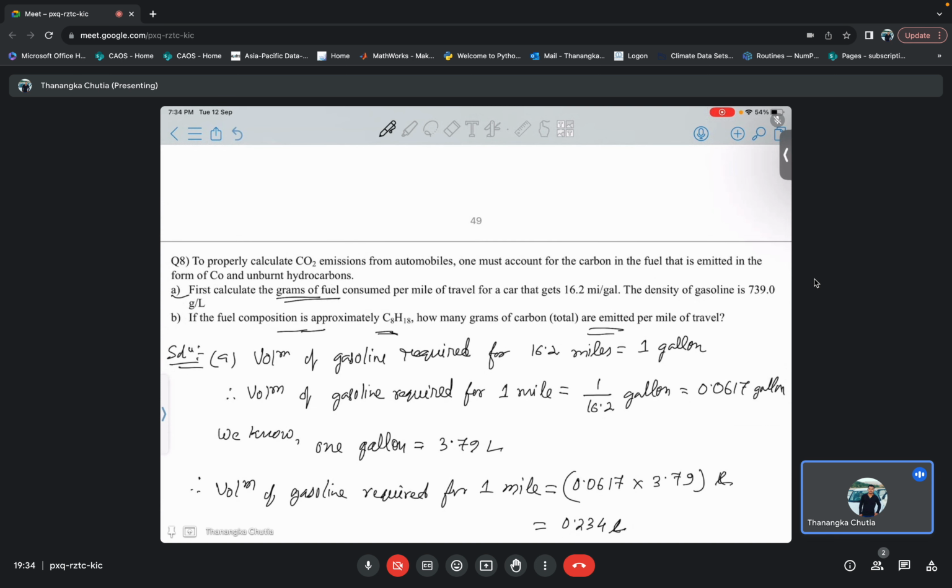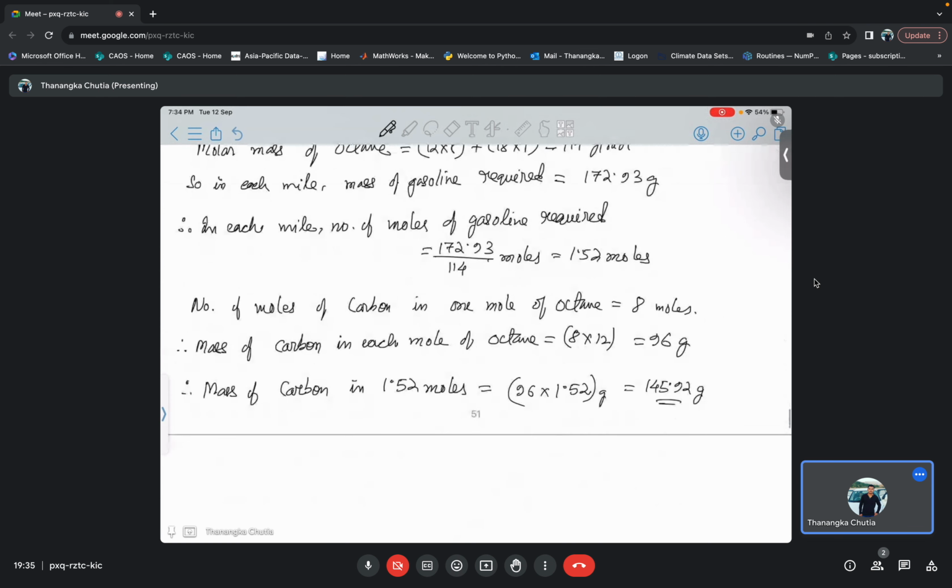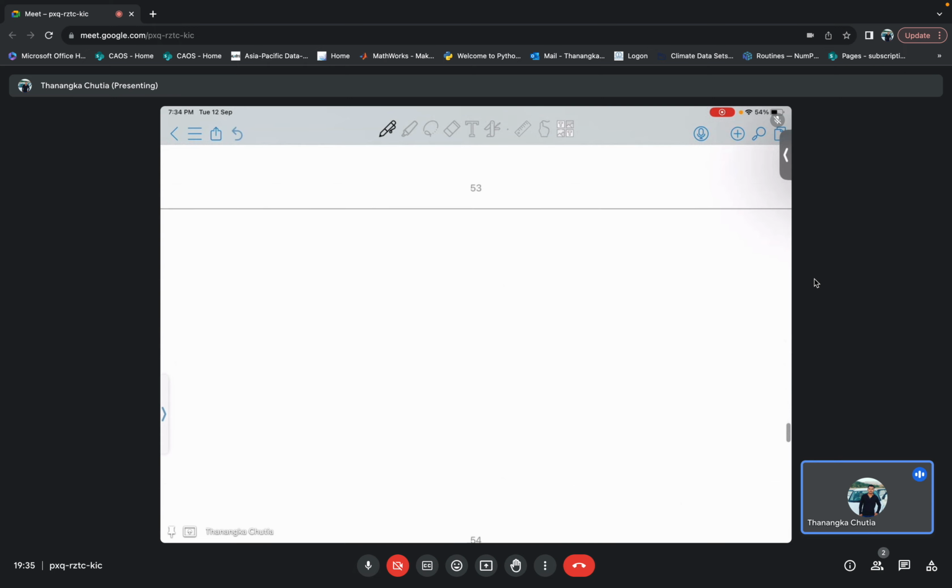if the fuel composition is approximately this one, how many grams of carbon are emitted? So this much, so this is the mass of carbon emitted per mile. Okay, let us go to the next question.